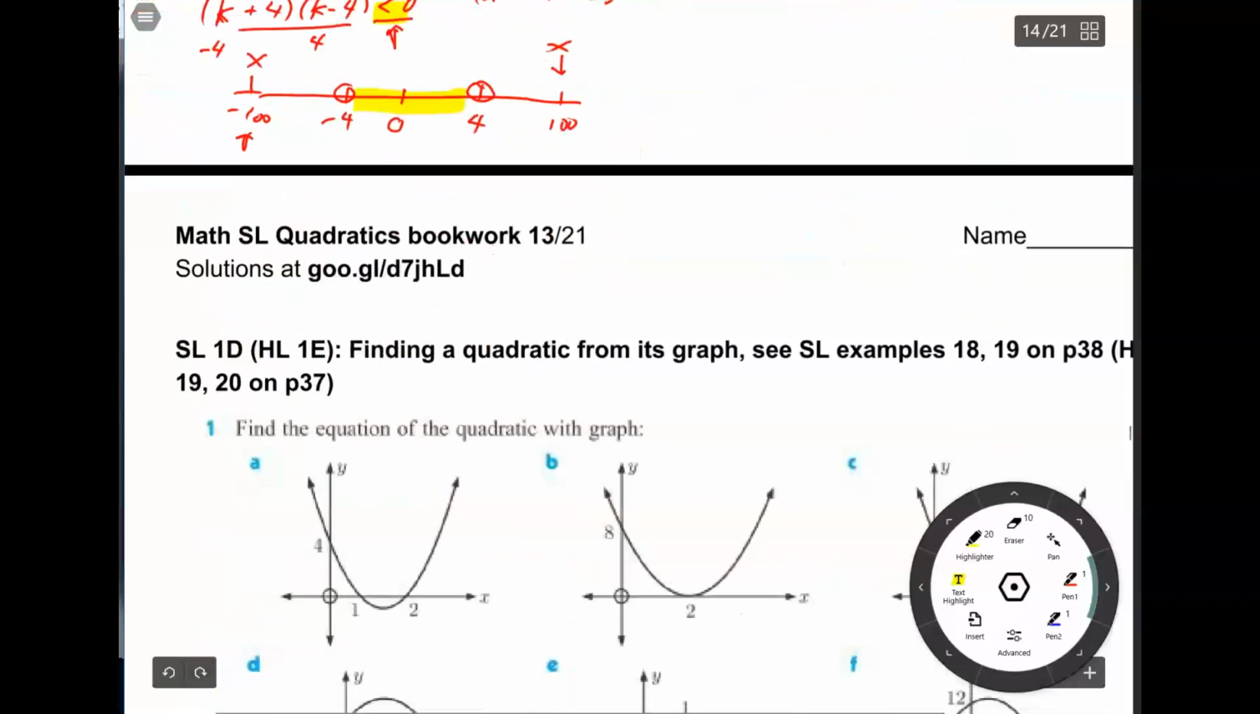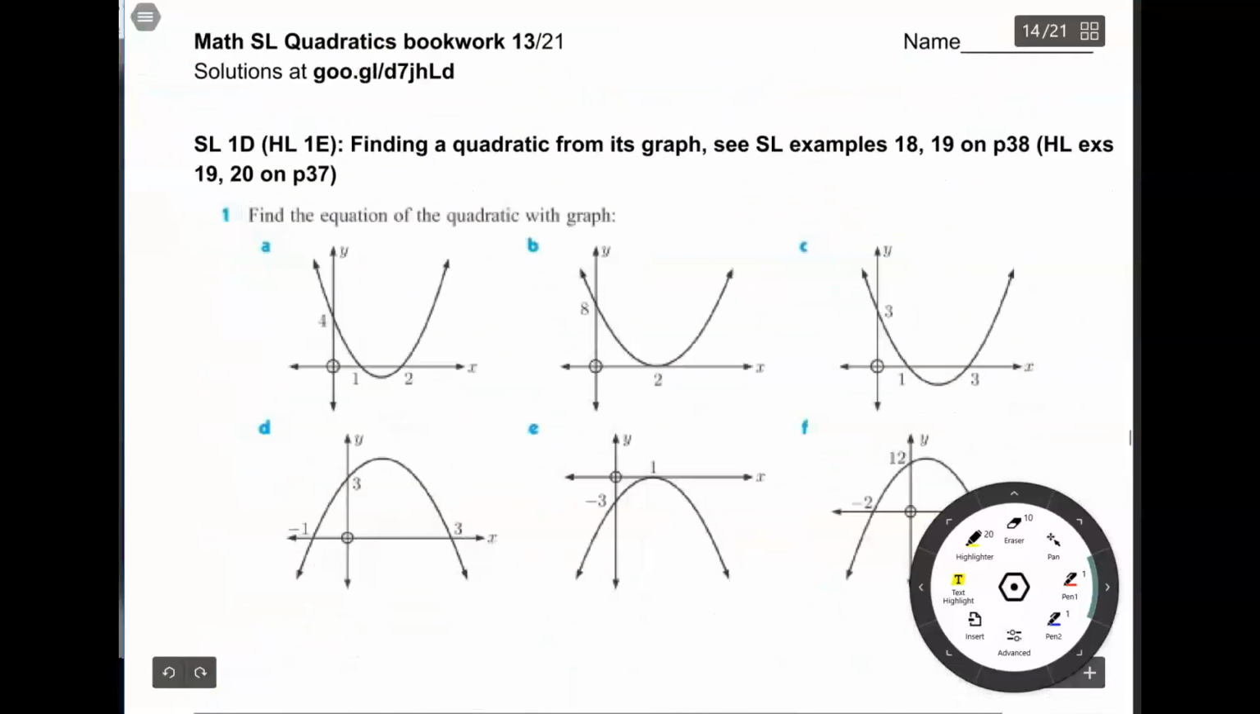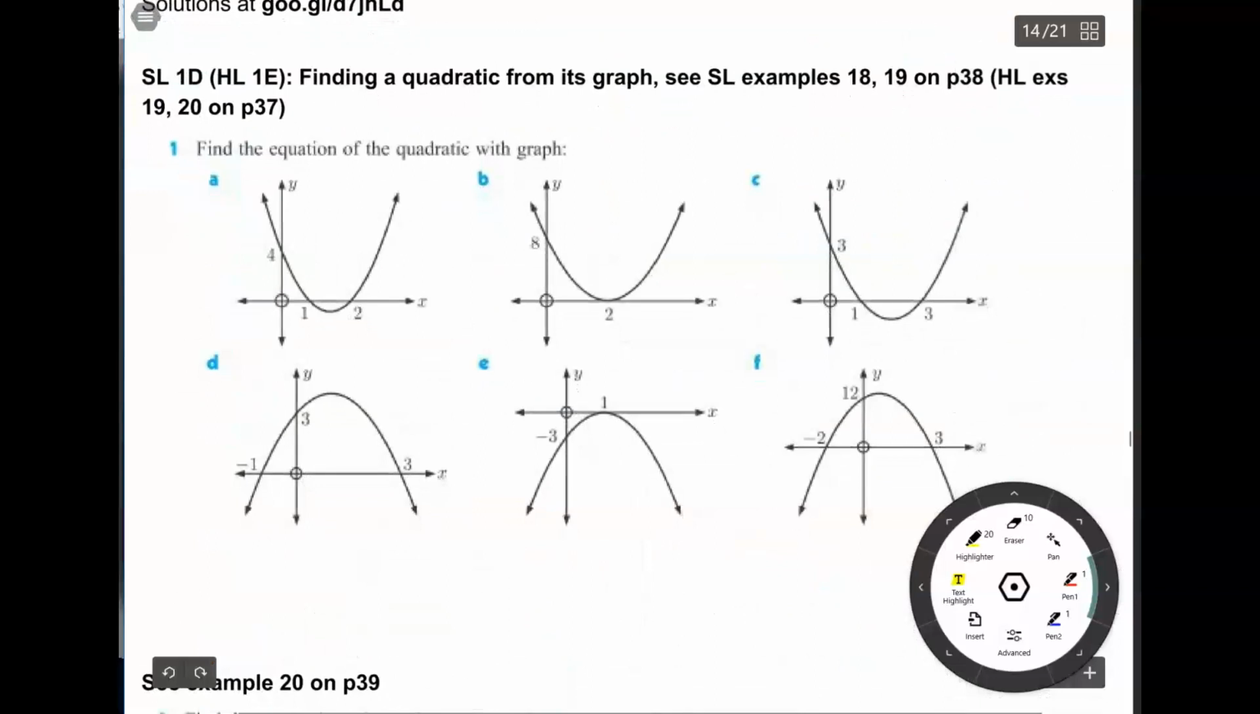So we're on page 13 of quadratics. Okay, so we're going to find the equation of the quadratics with the following graphs, okay? So maybe think back to the investigation with the roller coaster and with the hills. And every time you see a quadratic, you're going to say, okay, which fits better, factored form or vertex form?